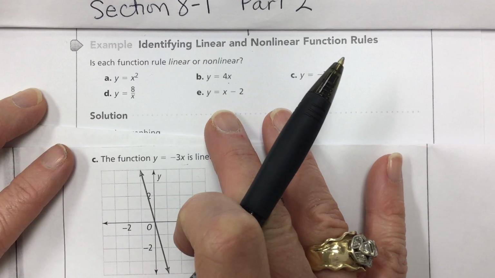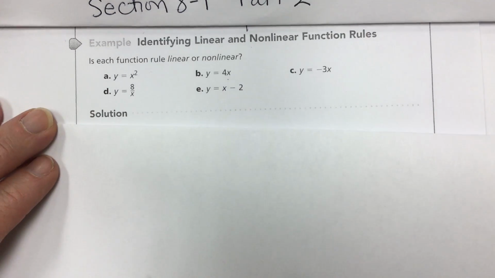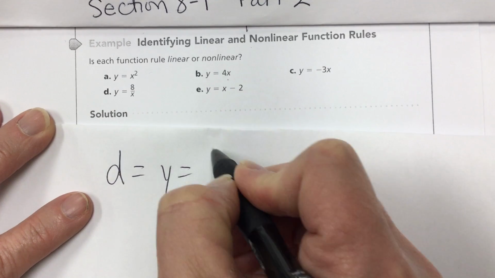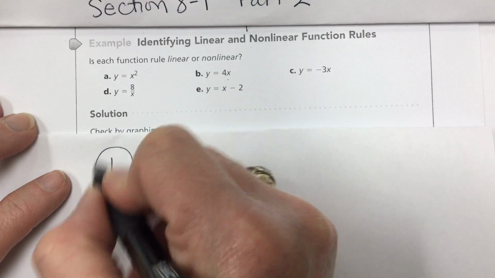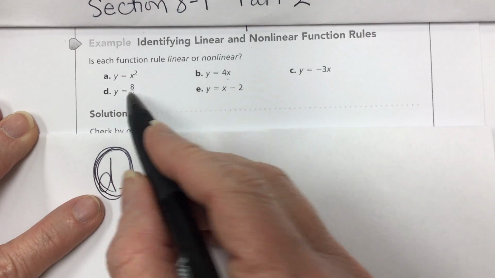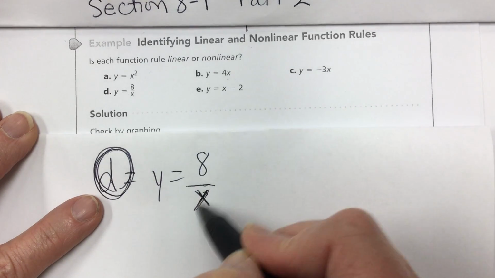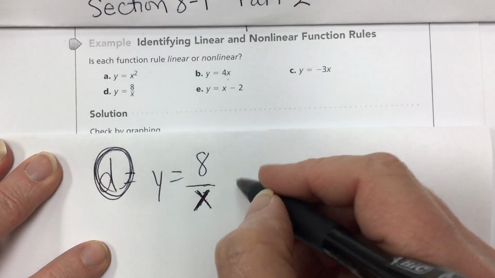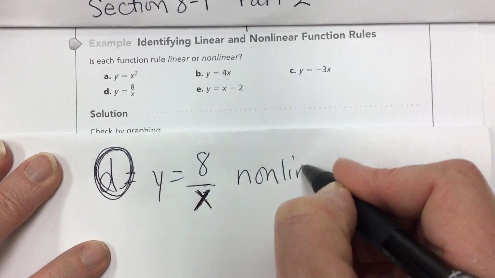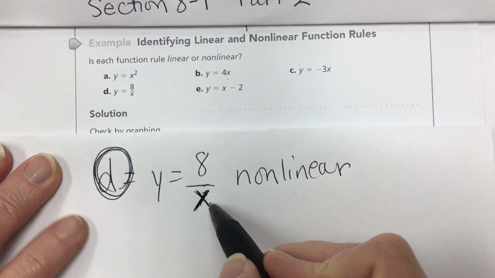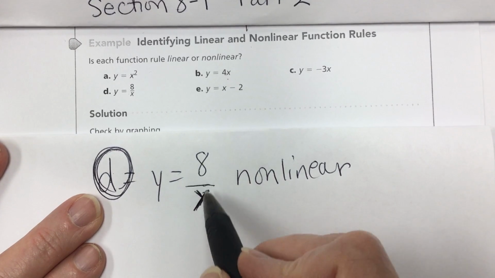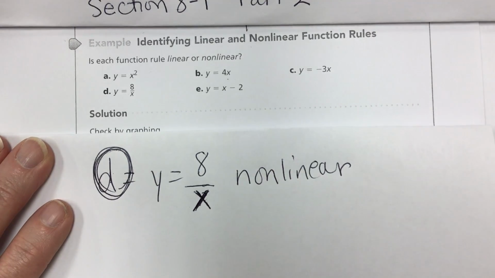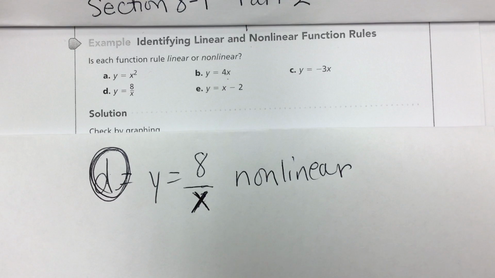Next, let's look at D. D is y equals 8 divided by x. Remember, I said if x is in the denominator, this is non-linear. Your x cannot be in the denominator. So D is y equals 8 divided by x, so this is non-linear. Let me show you what the graph of D looks like.